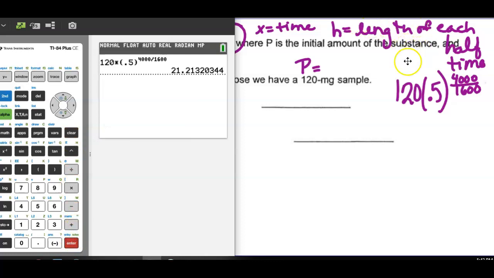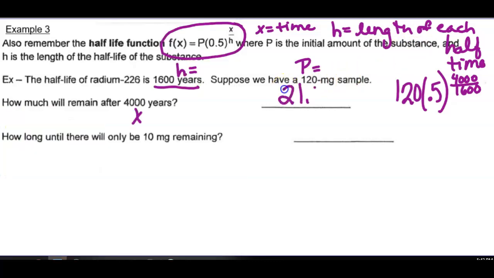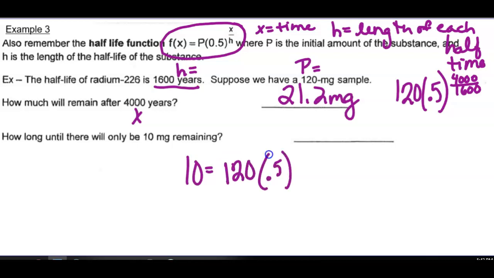All right, but either way, we got that it's down to a 21.2 milligram sample. Now, this says how long until there will only be 10 remaining. So we want 10 at the end. If we started with 120 and it's being halved, but we don't know how long, but we know it's only being halved every 1600 years.